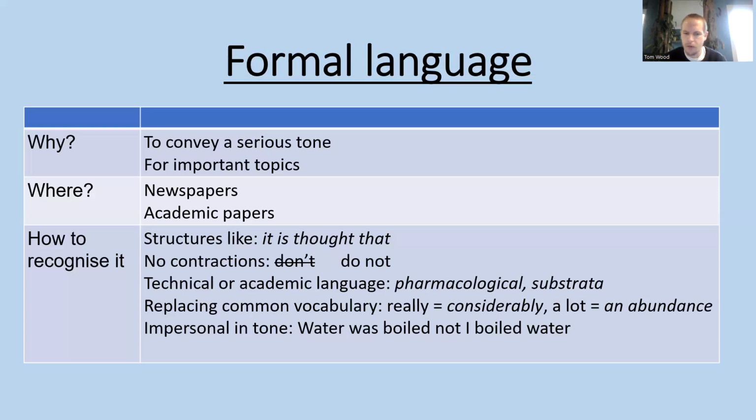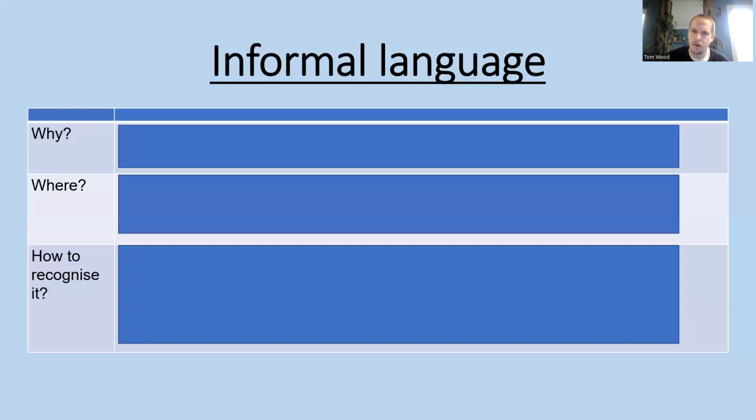So the impersonal tone in this case would be like, you know, water was boiled, not I boiled the water. So water was boiled to make the tea. That sounds a lot more formal than I boiled some water to make some tea. You can see there again that the impersonal tone tends to hint more towards formal language.